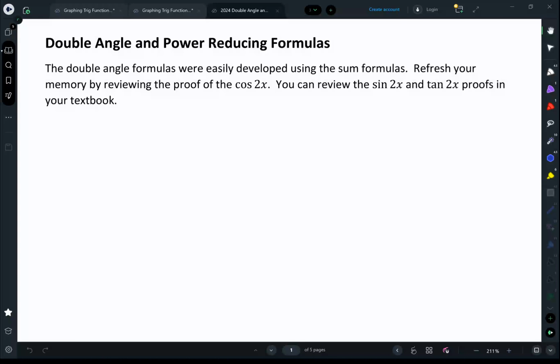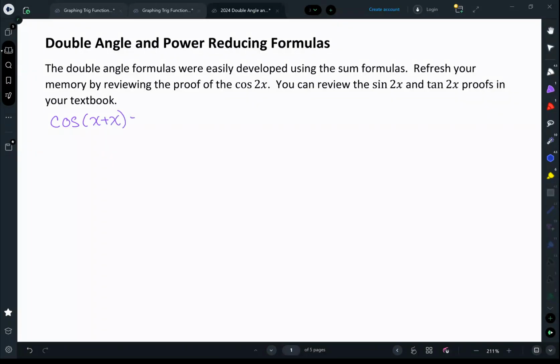All right, today we're going to look at the double angle and power reducing formulas. The double angle formulas are easily developed using the sum formulas that you already know. So let's just refresh our memory on the sum formulas, and let's take a look at the proof of the cosine of 2x.